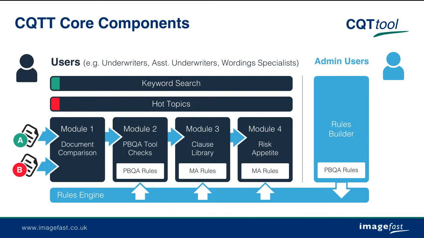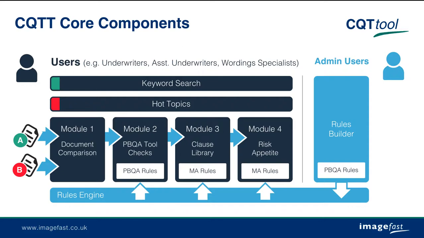Module 2 provides the same PBQA checks as the current Lloyd's Open Market QA tool, with some additional functionality which we'll cover in the tutorial. Module 3 performs a series of checks against a contract to see if certain clauses and wordings exist. It will have the ability to search for LMA model wordings or for model wordings against your own managing agent's library.